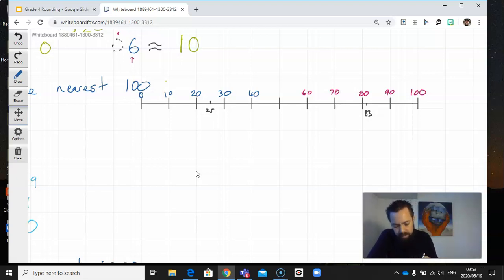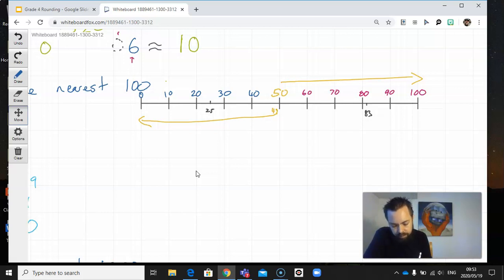And again, just a reminder that 50, that special number in the middle, is going to round off to the top. So anything less than 50 up to 49 is going to round down. Anything more than 50, so 50 or more, is going to round up. And we follow the same procedure.